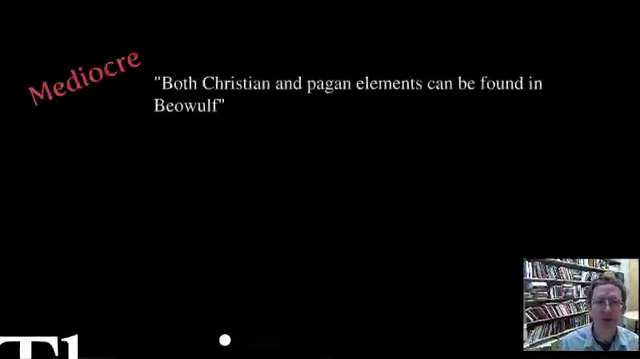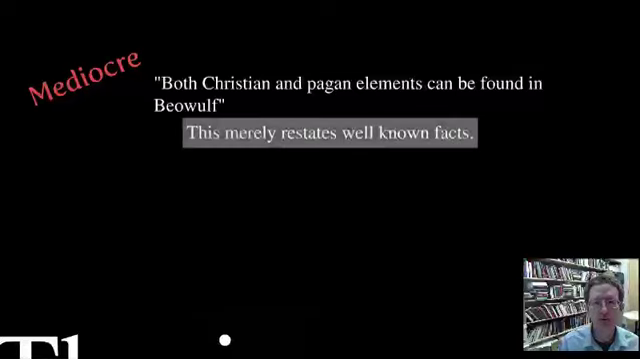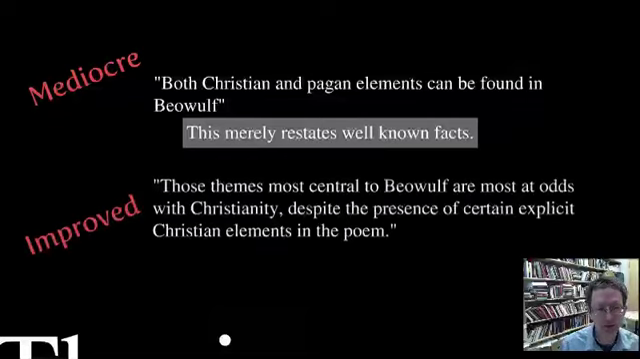Okay, let's try another example. Mediocre one: Both Christian and pagan elements can be found in Beowulf. Now, if you've never read Beowulf, you wouldn't have any read on this, but anyone who's had any exposure to Beowulf is going to know that this is pretty patently obvious. So you've got to go beyond the obvious. How can you do that?